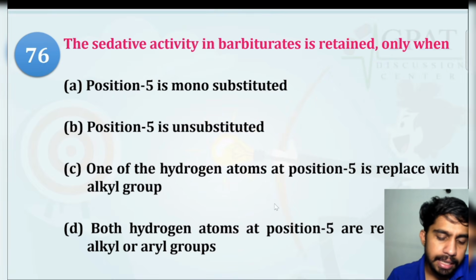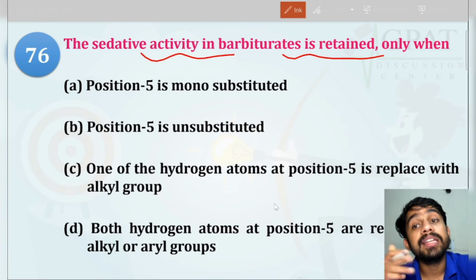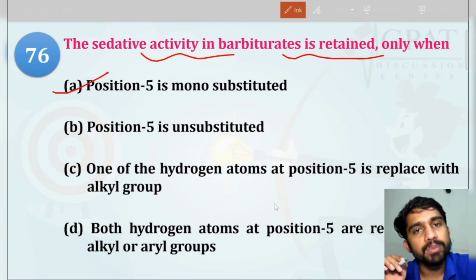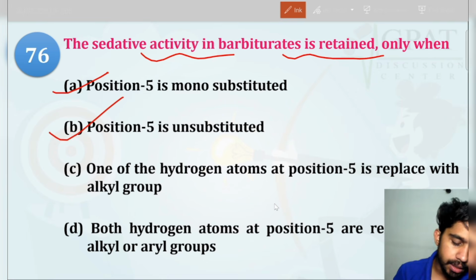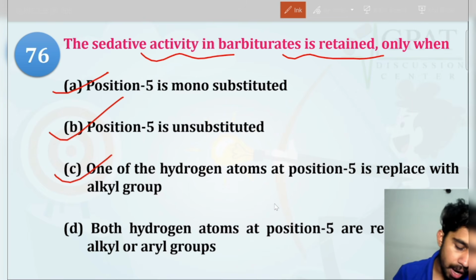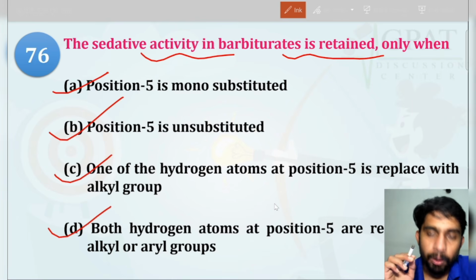Simple. Next question. The sedative activity of barbiturates is retained only when, the first option, position 5 is monosubstituted. The second option is position 5 is unsubstituted. The third option is one of the hydrogen atoms at position 5 is replaced with an alkyl group, or the fourth, both hydrogen atoms at position 5 are replaced with alkyl or aryl groups.